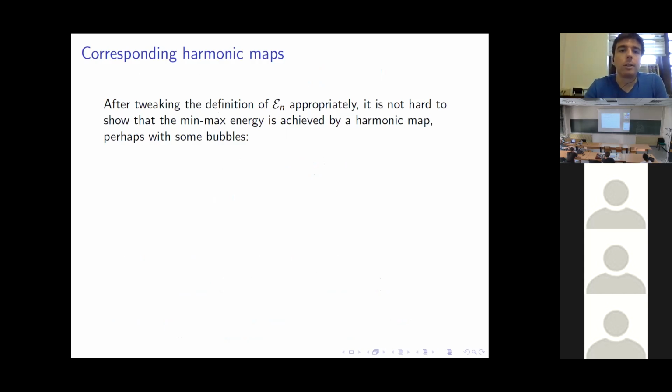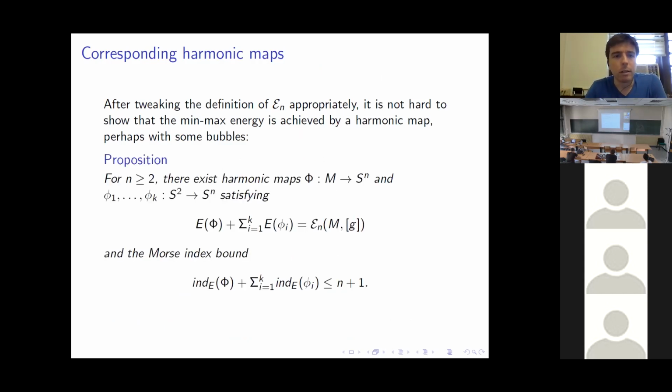Right, so after tweaking slightly the definition of these min-max energies E_n, it's not hard to see that the min-max energies are in fact achieved by a harmonic map, possibly together with some bubble tree of harmonic maps from S^2 into S^n. So we have the following to start with. For every n at least 2, and for any fixed conformal structure, there's going to exist some harmonic map from M into S^n, and possibly also some harmonic maps from S^2 into S^n, some bubbles, such that the total energy realizes this min-max energy that we defined.